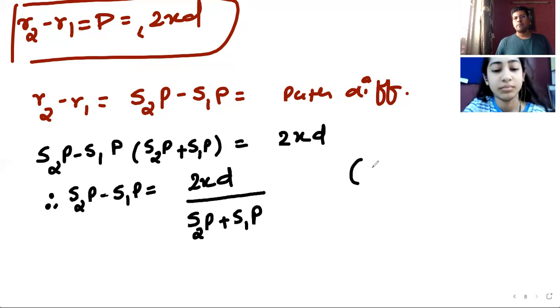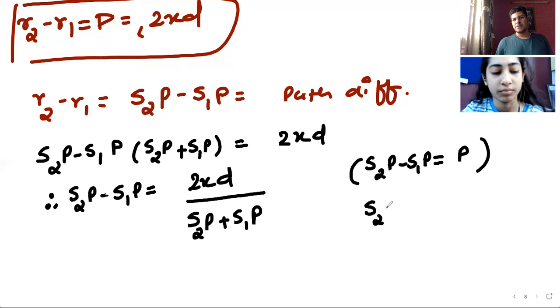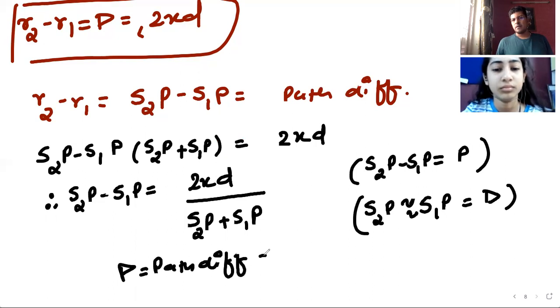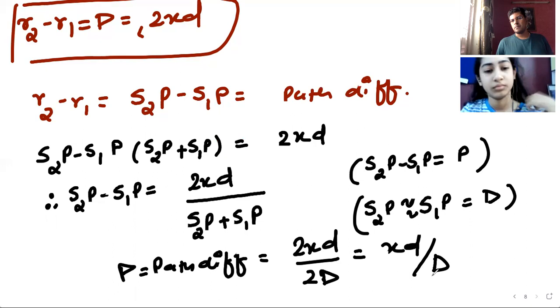Okay, let's go. s2p minus s1p has been given the name p. And below, s2p nearest to s1p equals capital D. Right. So my p, which is called the path difference, will become 2xd upon 2 into capital D. Yes, this is the value.